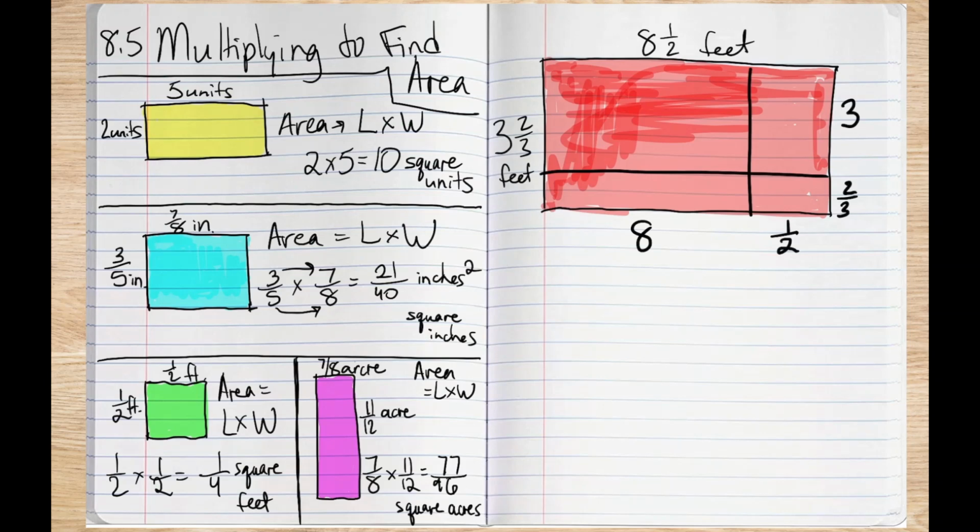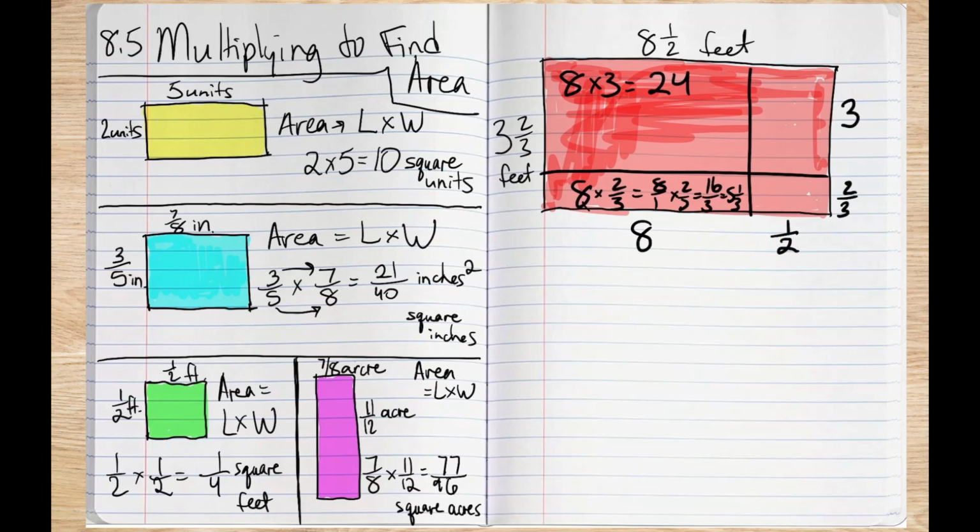So to think about this space, I'm going to start over in this big area, which is really 8 times 3, which we know 8 times 3 is 24. And then this space in here is really 8 times 2/3. Well, I can write that as 8/1 times 2/3, which would be 16/3, or 5 1/3.